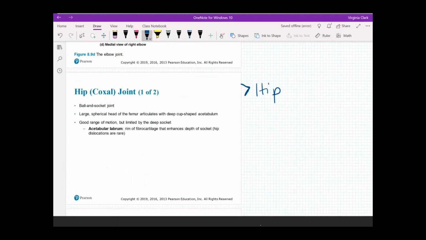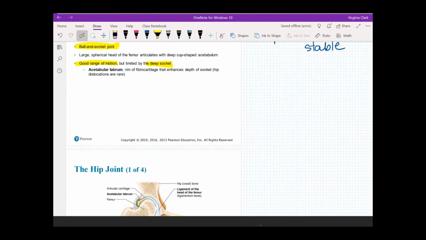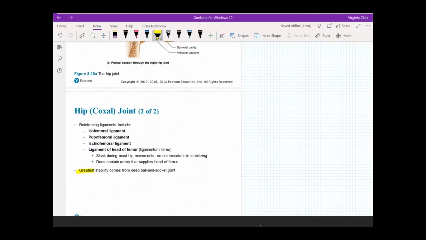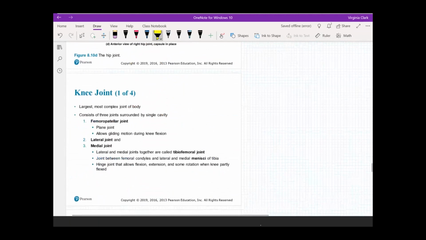Okay, and then the next one we're going to talk about is the hip joint. And with our hip, this is going to be the one that is the most stable joint out of all of them. So this is going to have the greatest stability due to the ball and socket feature that it has. So this guy right here is the deepest and it is the most stable, but it is only going to have some range of motion, which is why you can move your arm more, but not quite move your hip in the same movements. So you can see all of these fun things.